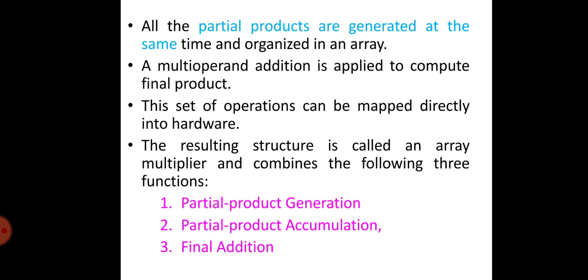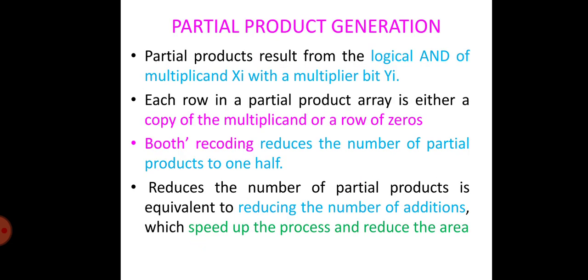Okay, and now let us focus on partial product generation. Partial products result from the logical AND of the multiplicand with the multiplier bit yj, and each row in the partial product array is either a copy of the multiplicand or a row of zeros. Careful optimization of the partial product generation can lead to some substantial delay and area reduction. You can notice that in most cases the partial product array has many zero rows that have no impact on the result and thus represent a waste of effort when added.